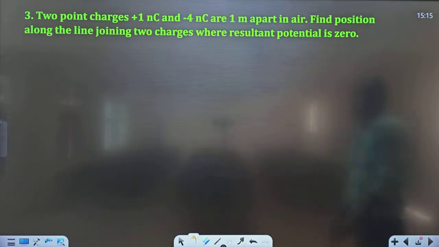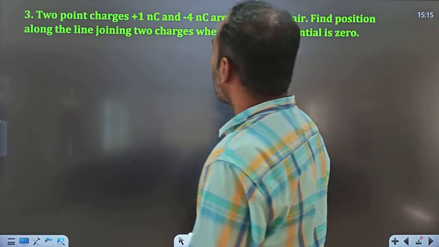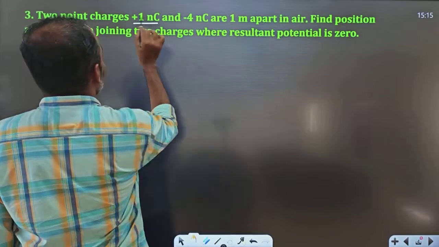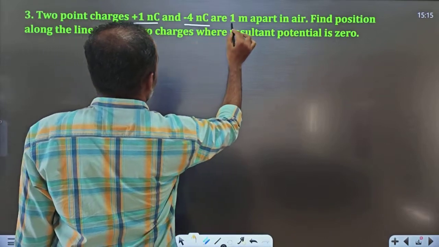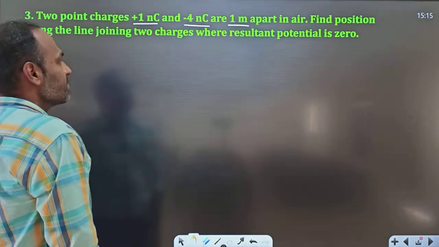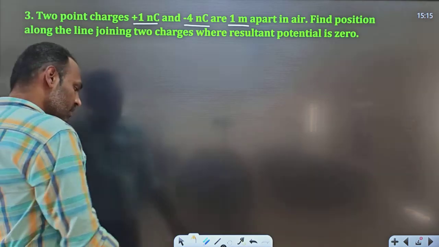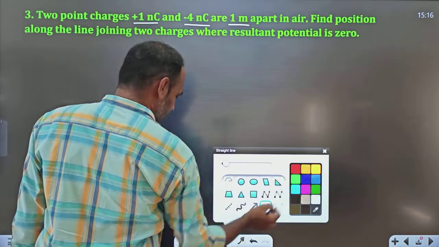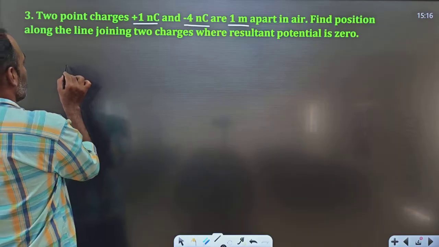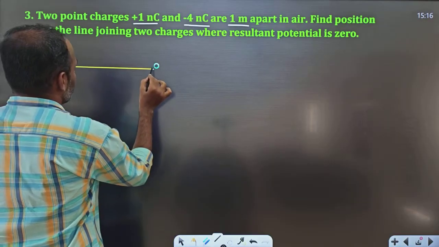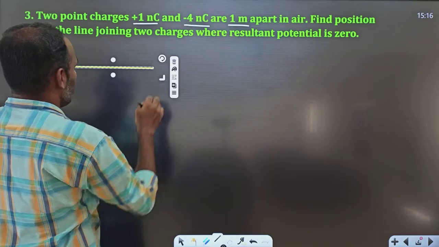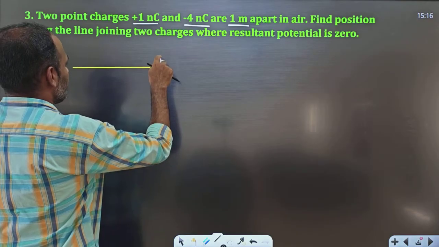Okay, let us go for the next question. See, the next question is: 2 point charges, plus 1 nanocoulomb and minus 4 nanocoulomb, are 1 meter apart in air. Find the position along the line joining the two charges where the resultant potential is 0. Okay, so let us take a line here. This is a straight line I have taken here.